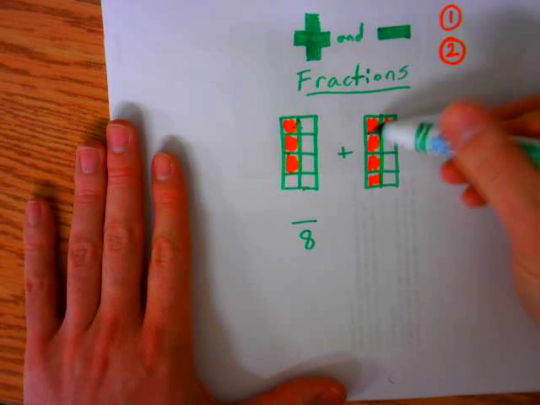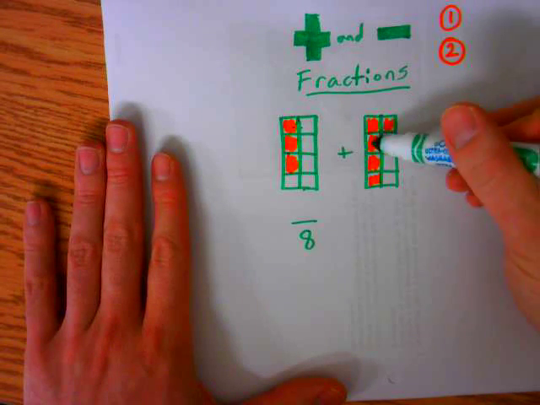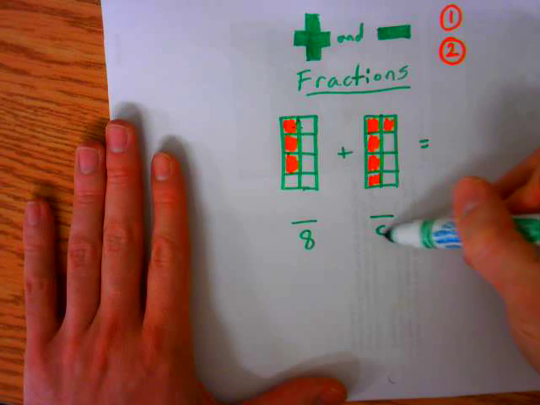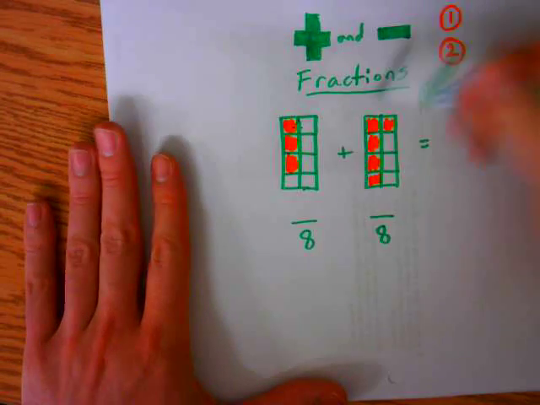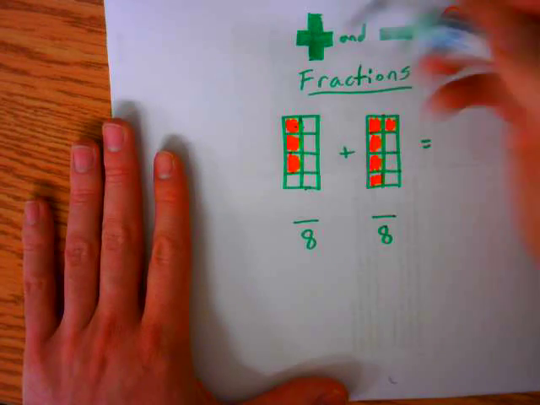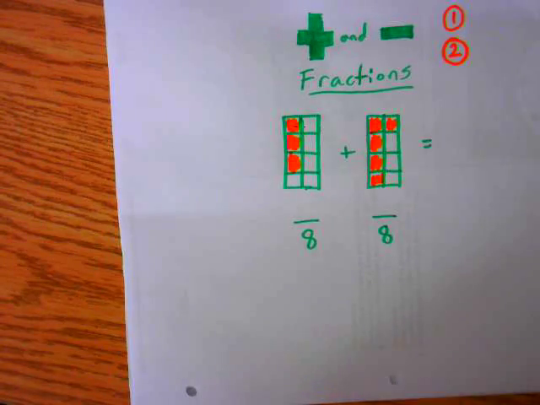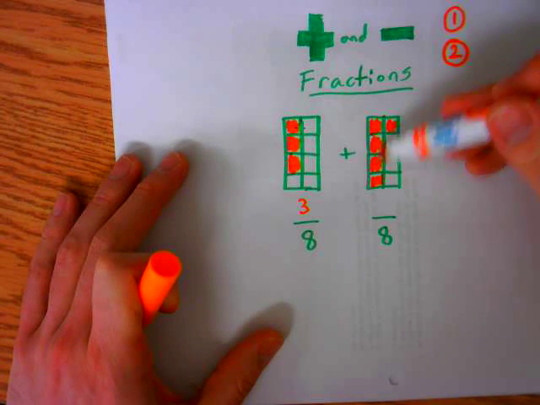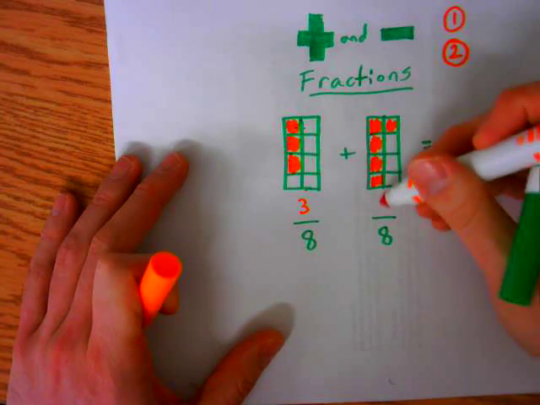And we also notice over here again we have 1, 2, 3, 4, 5, 6, 7, 8 total pieces as well that makes up that chocolate bar. Here you can see we have 3 pieces that are orange that have been eaten, so this will be 3 out of 8. And over here we see 1, 2, 3, 4, 5 out of 8.